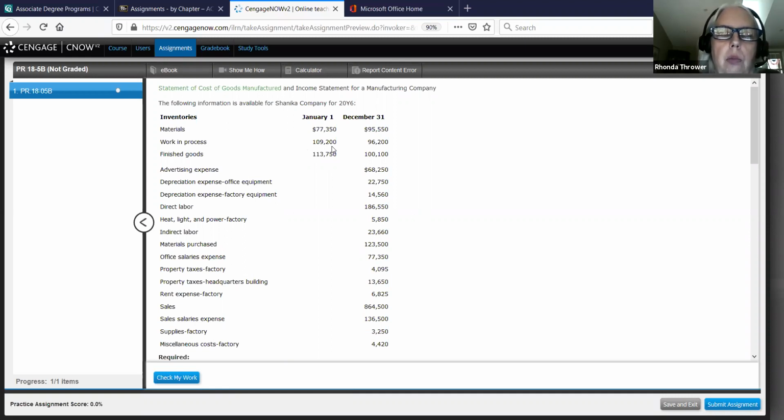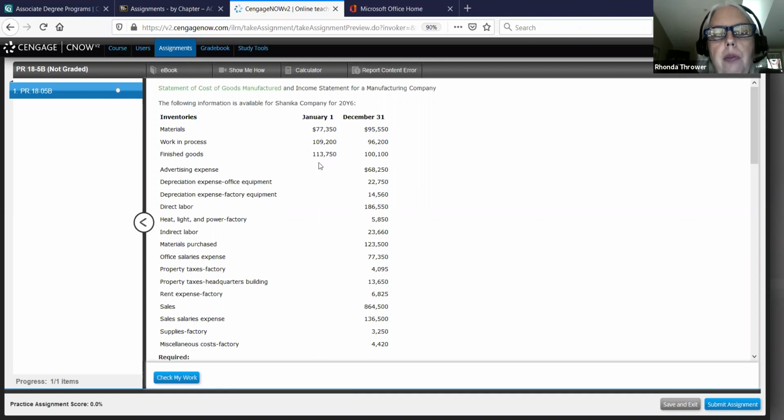And just like with materials, work in process will have a beginning balance that comes from the ending balance from the last period just brought forward. At the end of the period, we will count the amount of materials that we have in work in process, and that ending count is what we refer to as the ending work in process.